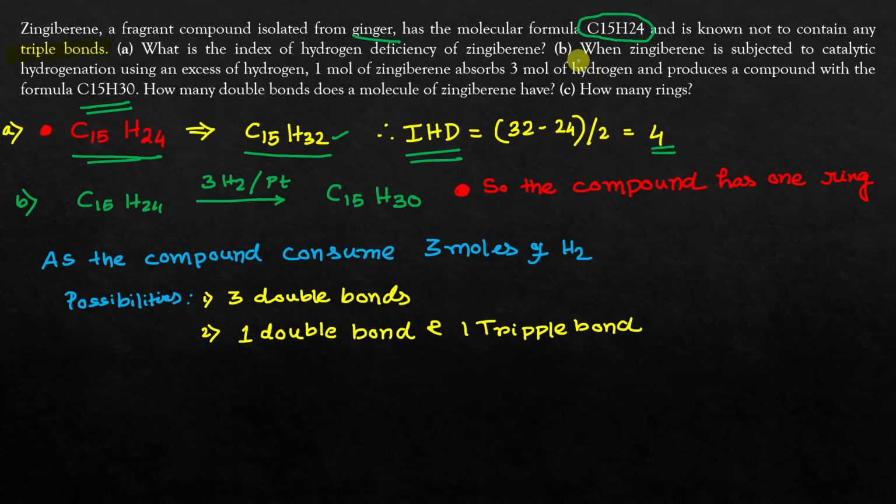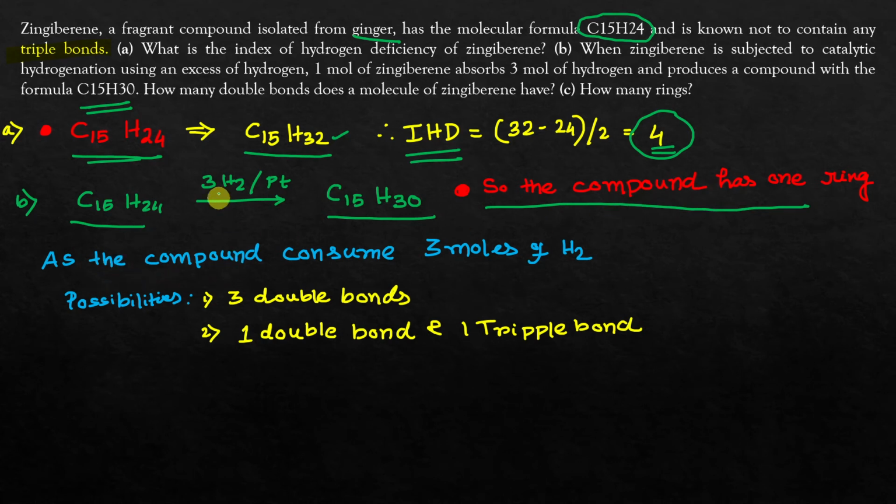Now it is told that this compound participates in a hydrogenation reaction and consumes a total of 3 moles of hydrogen, and it is converted into C15H30. So you can see that although it has an index of hydrogen deficiency of 4, it does not consume 4 moles of hydrogen, instead it consumes only 3 moles of hydrogen. So it means that there is 1 ring. This ring does not participate in the reaction, and that's why we can understand from this hydrogenation reaction that this compound should have 1 ring.